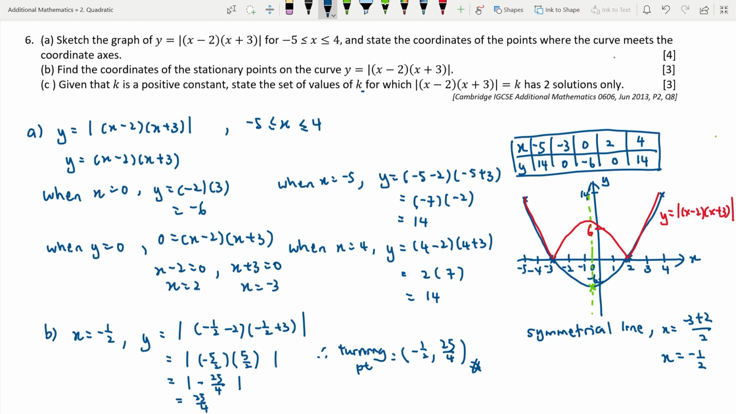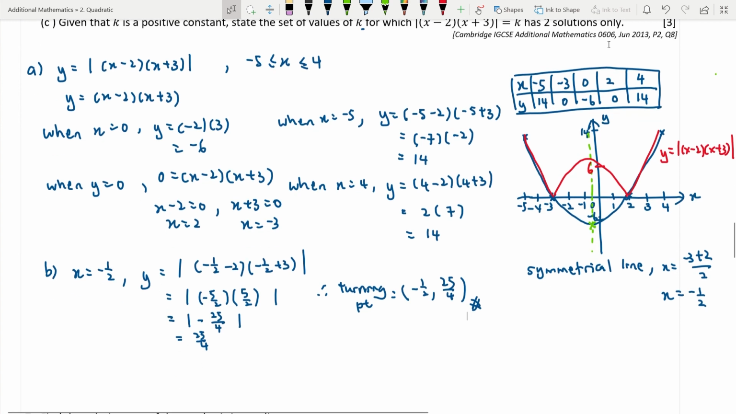For this case, we cannot consider this point as a maximum point because we have other points greater than this. Hence, we can only say it is a stationary point or the turning point. C. Given k is a positive constant, state the set of values of k for which modulus x minus 2, x plus 3 is equal to k has two solutions only. k is positive. y equals k has two solutions only.